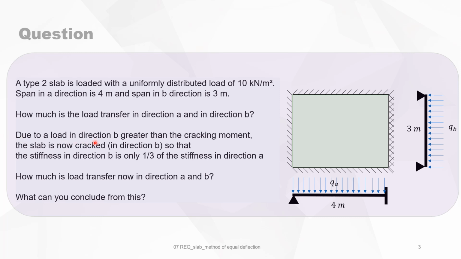Due to a load in direction B greater than the cracking moment, the slab is now cracked in the direction of B, so that the stiffness in direction B is only 1/3 of the stiffness in direction A. How much is the load transfer now in direction A and B? And what can you conclude from this?